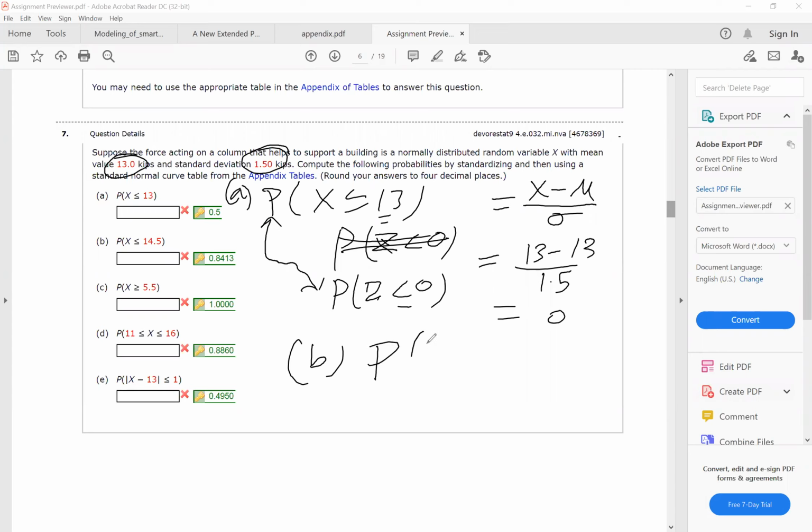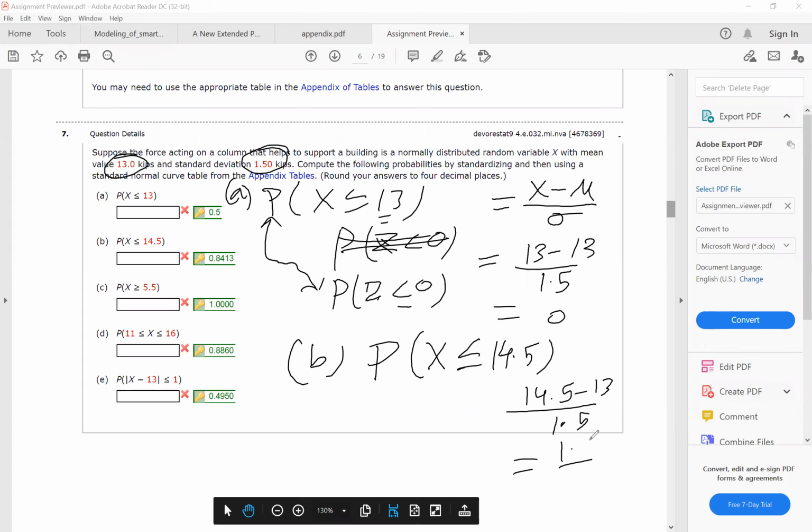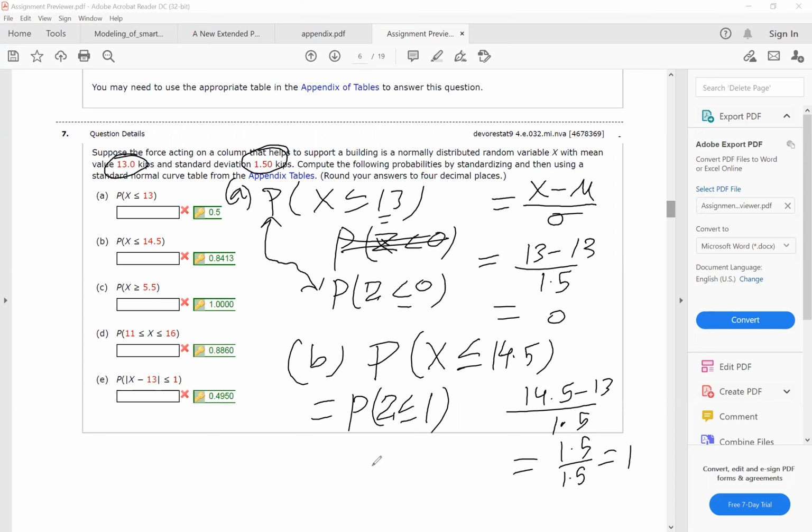So for part B, first you need to convert 14.5 into Z score. So it will be 14.5 minus 13 divided by 1.5. So it will be 1.5 divided by 1.5. So that's 1. So this is equivalent to Z less than or equal to 1. They are also similar to the previous problems. The only difference is here you have the X values, you need to convert them to Z score. I'm only going to show you this part because this part is a little tricky.